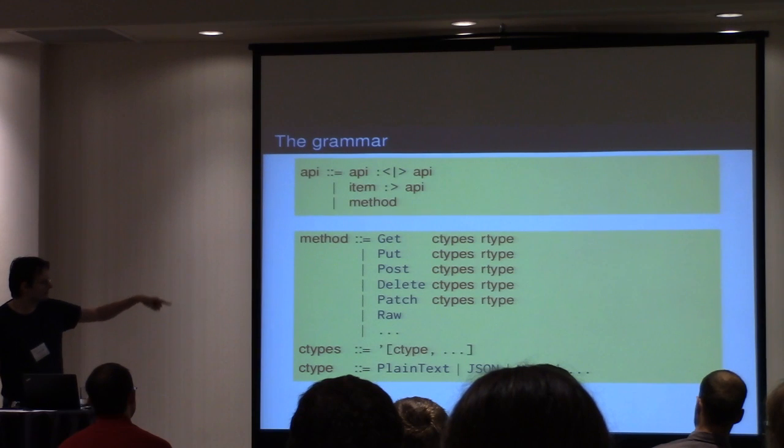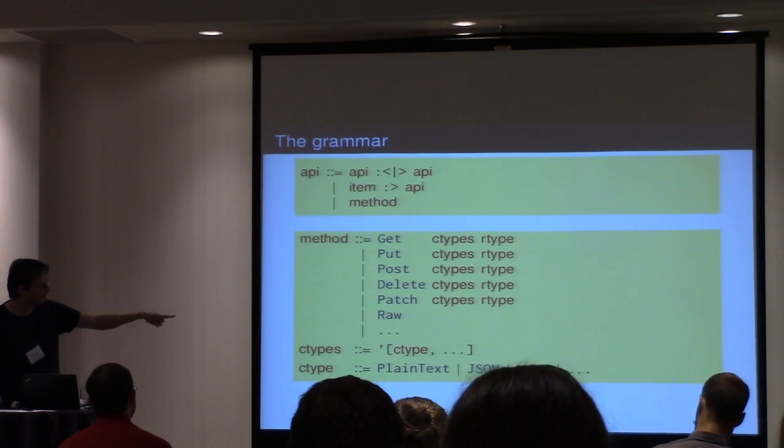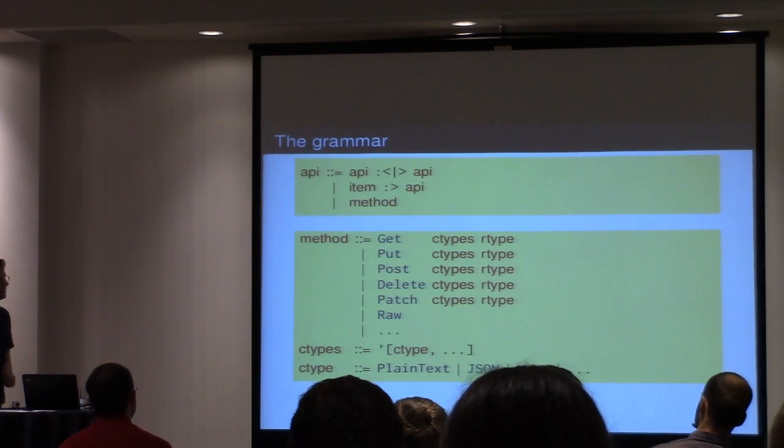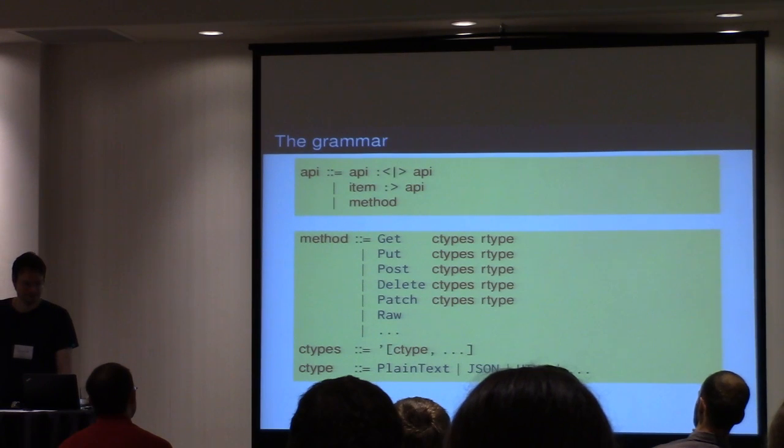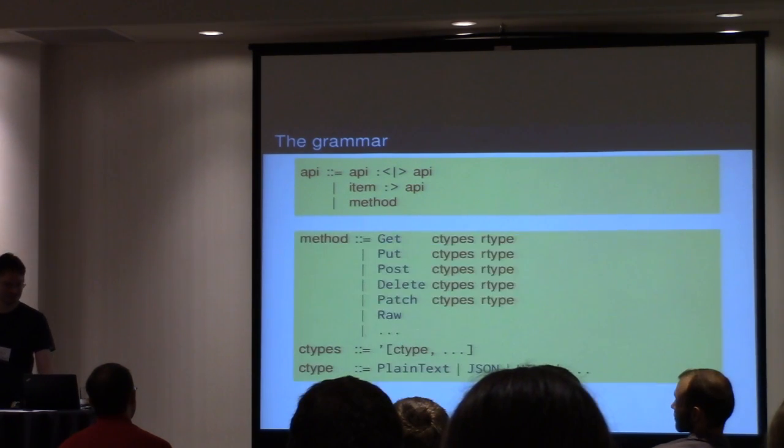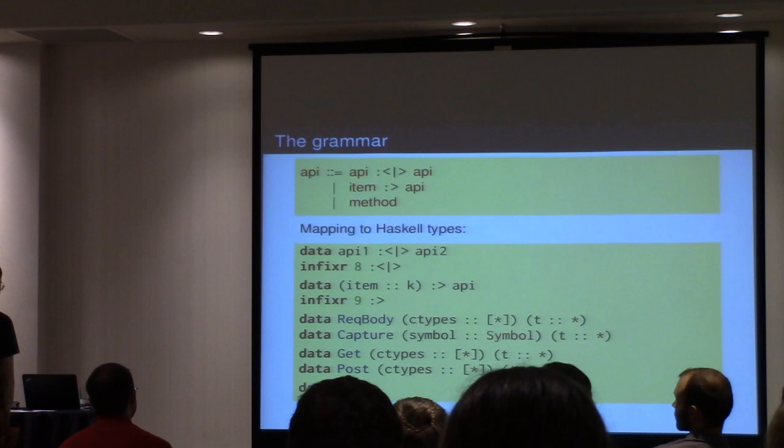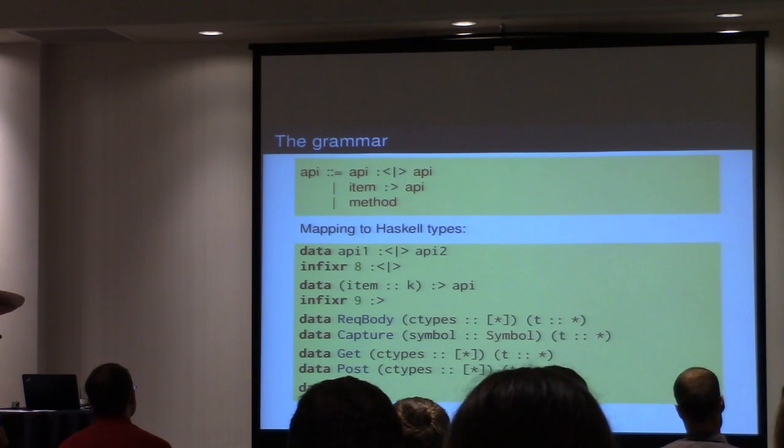The methods then have a parameterization by a type level list of content types. Okay, so if we map this API to Haskell data types, I'm only showing a few of them here. It looks more or less like this.